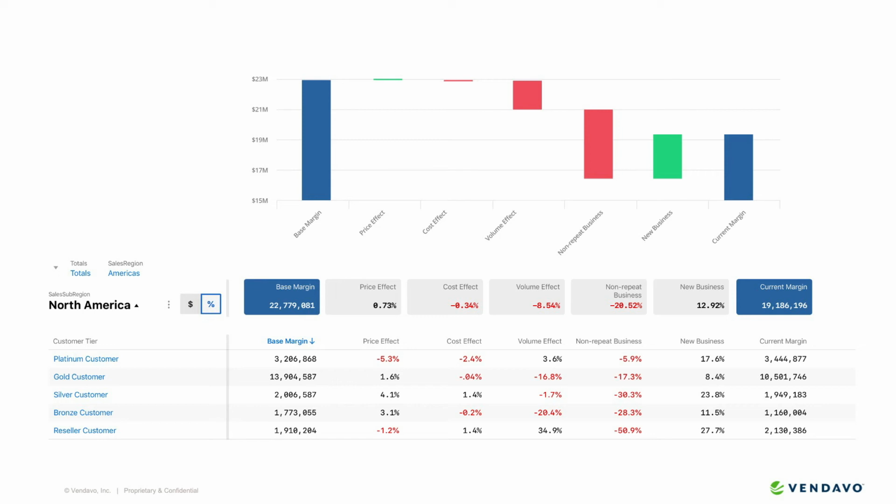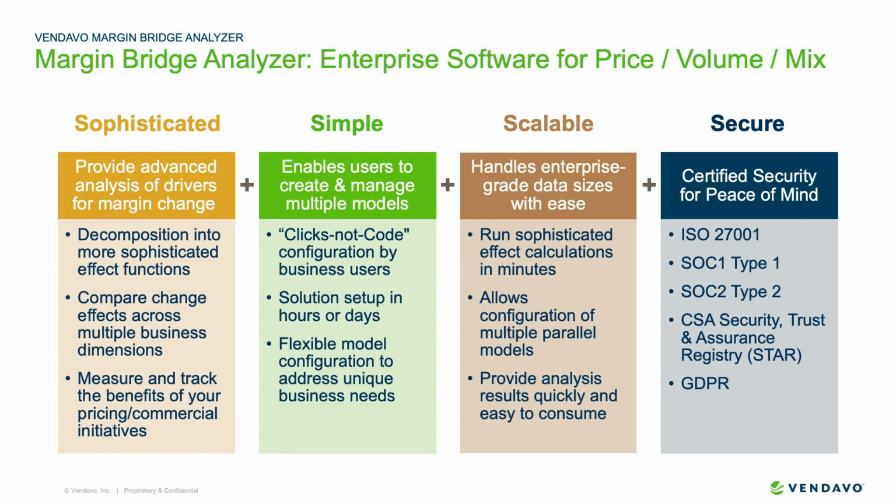Thanks, Adrienne. That's a really great example of how MBA capabilities are already delivering results to our customers. And so now here are the 4 key differentiations for Vendavo's Margin Bridge Analyzer. It's sophisticated. It supports enterprise-level PVM models and enables a more granular and yet repeatable and reliable breakdown of the different change effects. Side-by-side comparison of the change effects across different business areas can drive powerful insights for corrective actions.